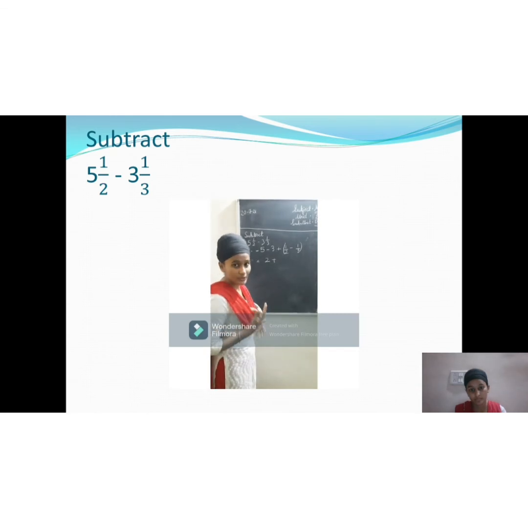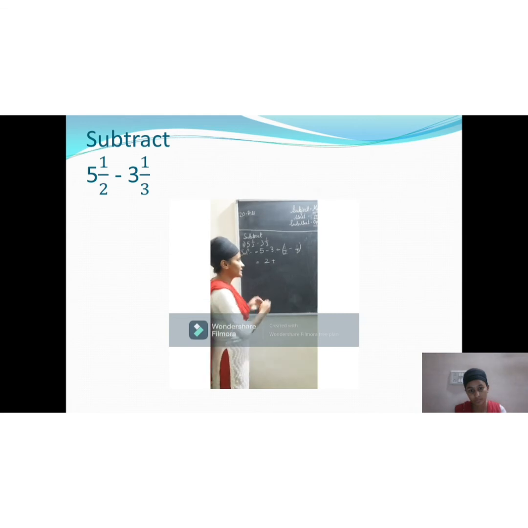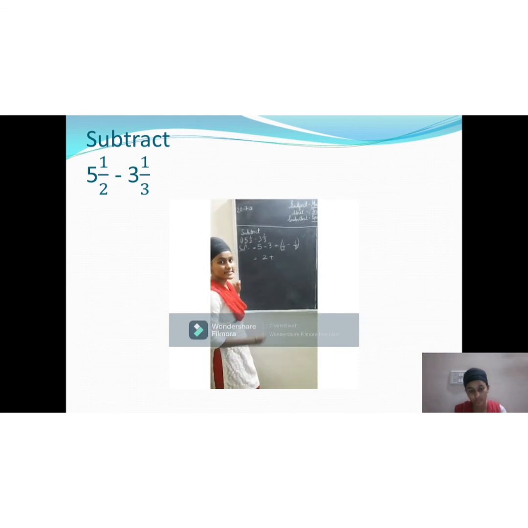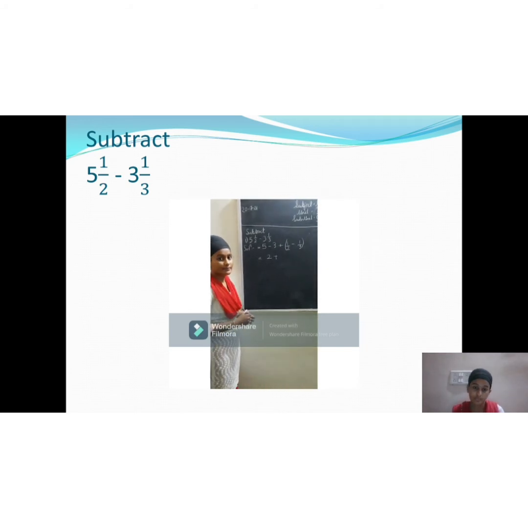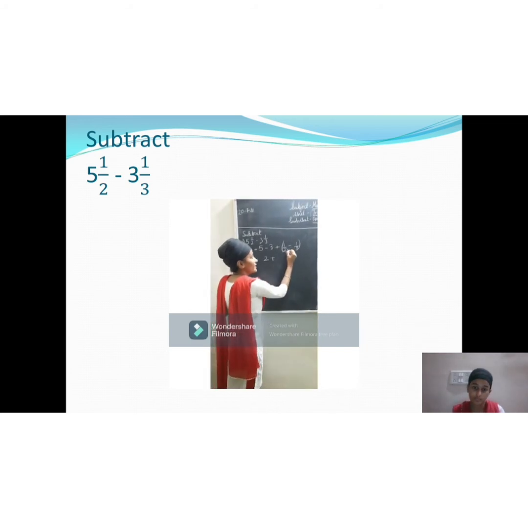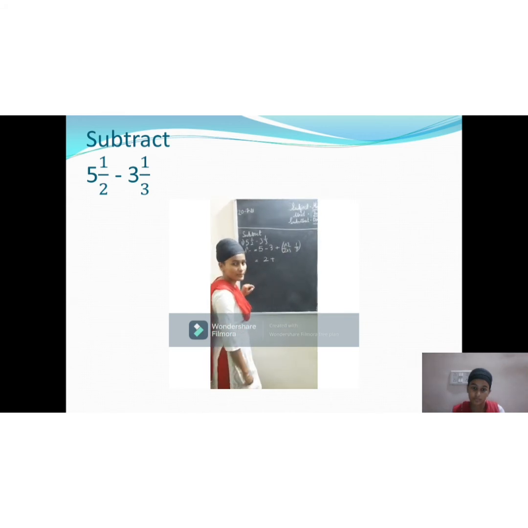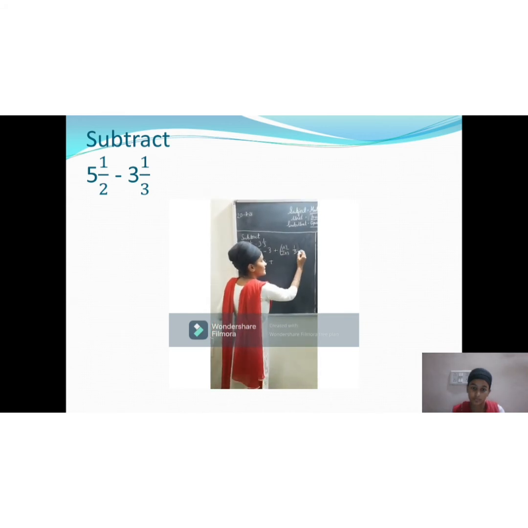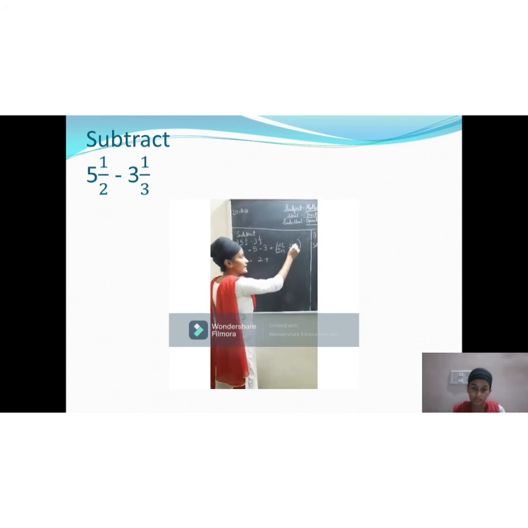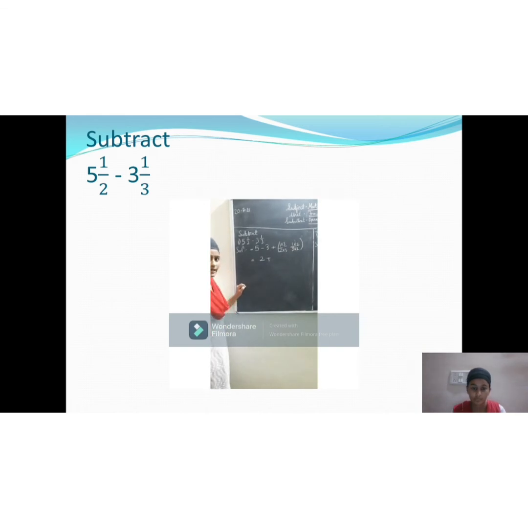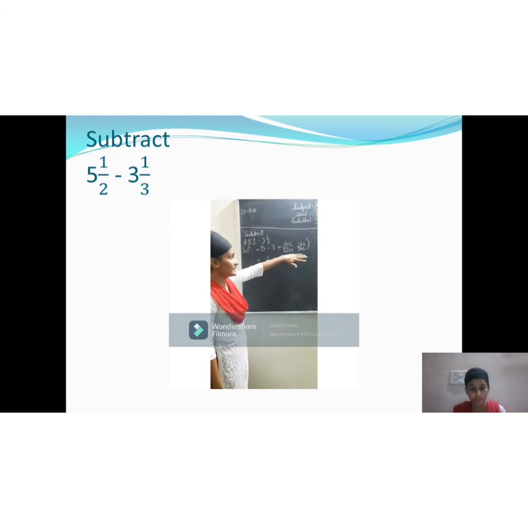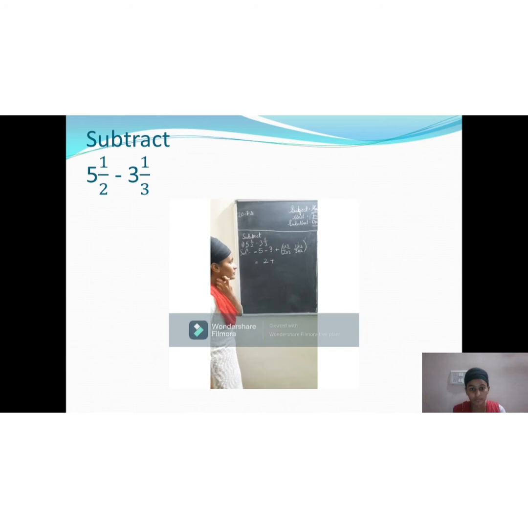You will convert it into like fractions. How will you convert it? By multiplying the denominator. Now let us see the denominators, 2 and 3. What is the LCM of 2 and 3? 6, right? So 2 into 3 will give you 6. So you will multiply the denominator and the numerator by 3. And 3 into 2 will give you 6. So you will multiply the denominator and the numerator by 2. So you took the LCM and you got the fractions.